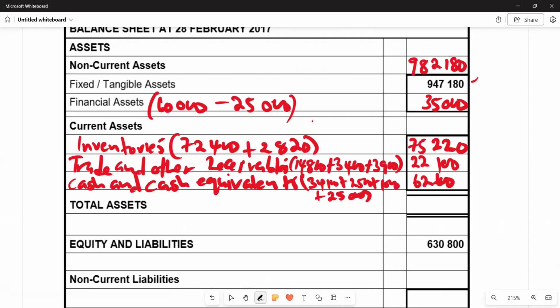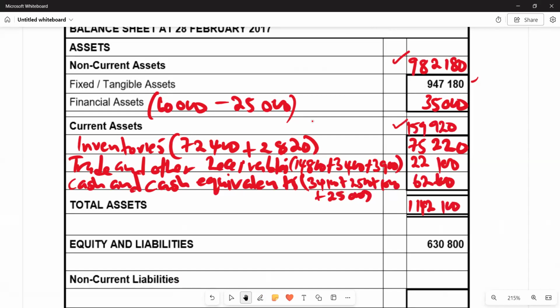So you can now find the total of current assets by saying 62,600 plus 22,100 plus 75,220. And we are going to get 159,920. Then for total assets, here we are saying non-current assets plus current assets. Basically, we have 982,180 plus 159,920. Then we get your total assets, which is 1,142,100.